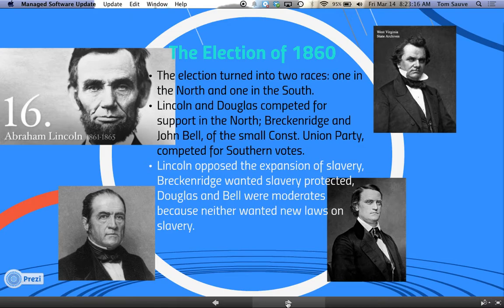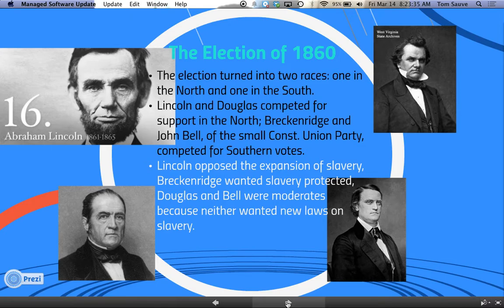Now, as we talked about in One American Story, the Republicans had already nominated Lincoln. So in addition to Lincoln, Douglas and Breckinridge, a candidate from a fourth party entered the race. This party was called the Constitutional Union Party, and its members had one aim, which was only to preserve the Union. And they nominated John Bell of Tennessee to run for president.